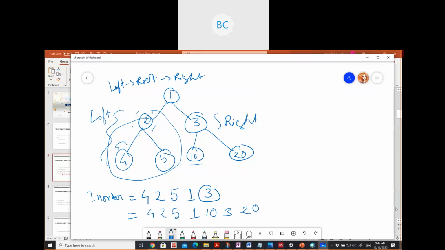10, 3, 20. Yes, correct. If I say there's one more child, one more node here, maybe 30.